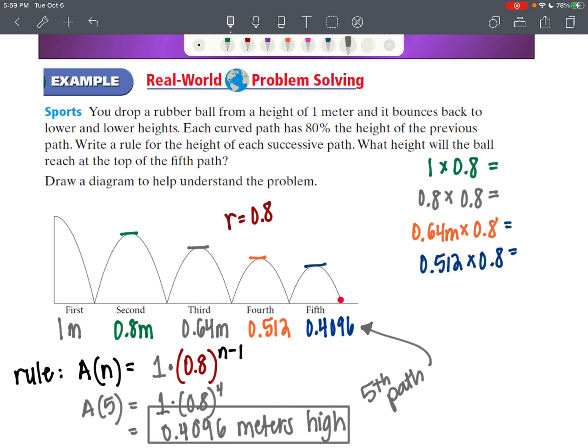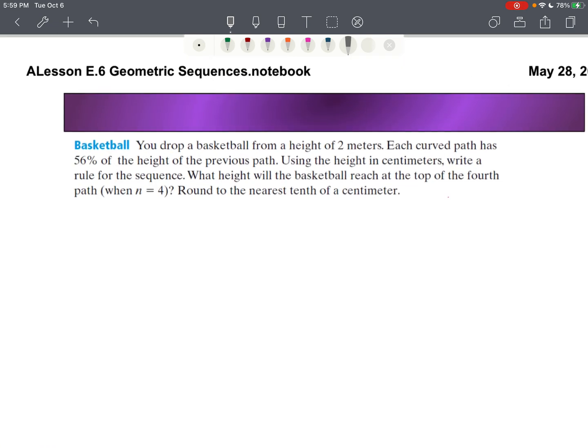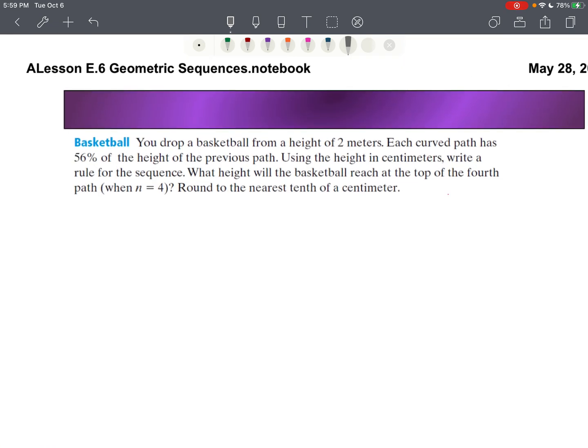Okay, so what could we do this with? We could do this with a basketball. Basketball, same thing. Drop a basketball from a height of 2 meters. 2 meters is approximately 6 feet. I wish we lived in a metric world. Metric is a pretty cool thing. So if you haven't learned how cool the metric system is, when you take a science class, hopefully you will learn how cool it is and wish that we were on the metric system.